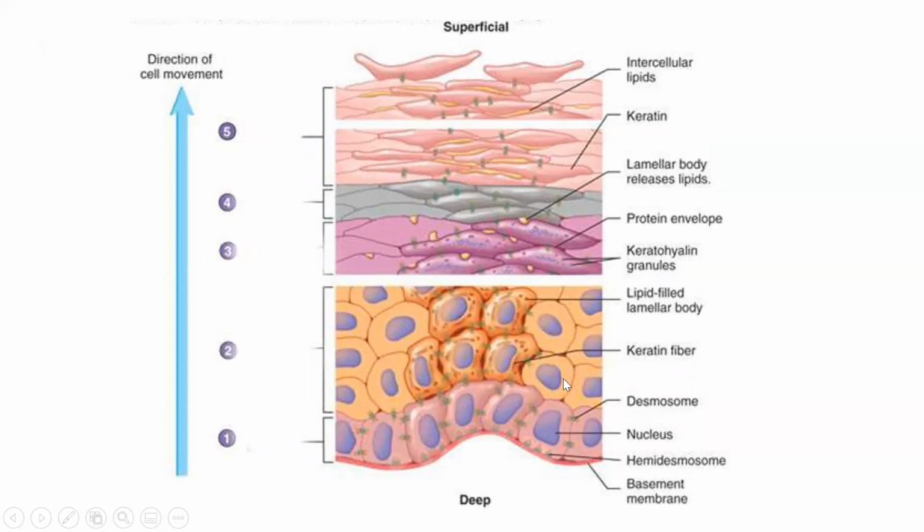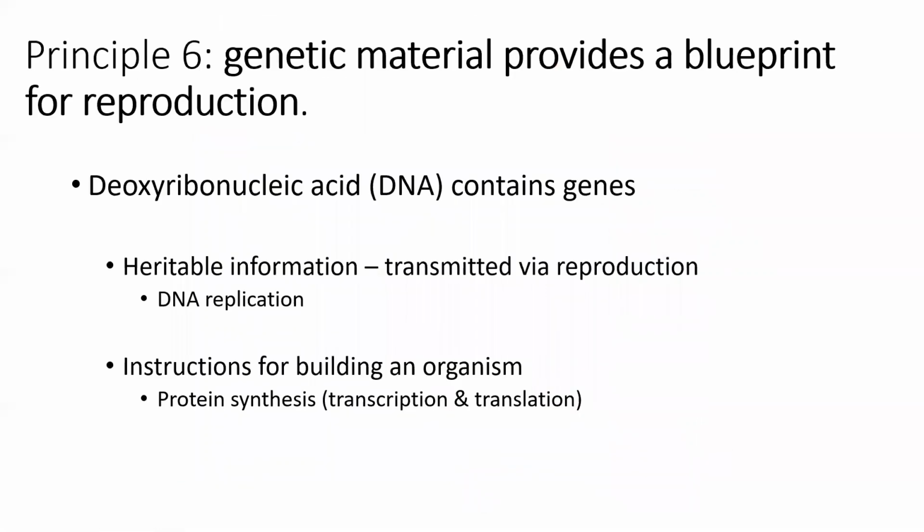So, for example, this is in our integument. You can see the tissue going from the basement membrane and then all the way up to different types of cells. So again, movement and differentiation of the cells.